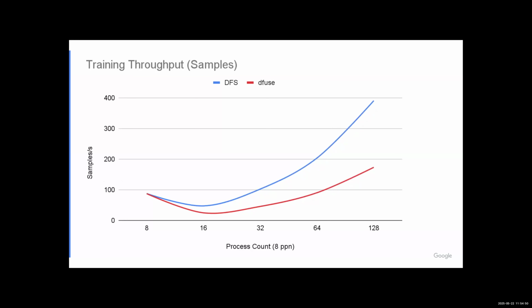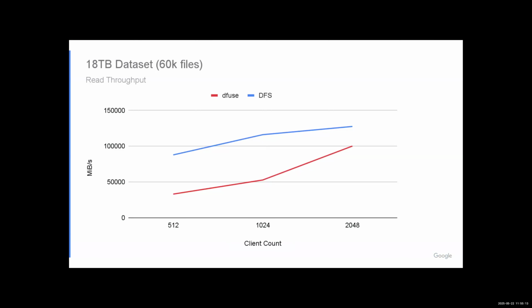And then on this slide, my understanding of the samples per second measurement is that it's basically a proxy or a measurement of IOPS. And here again, we see that DFS outperforms DFuse fairly well. That's what I've got in terms of results.